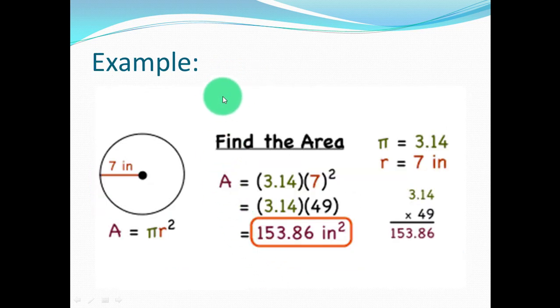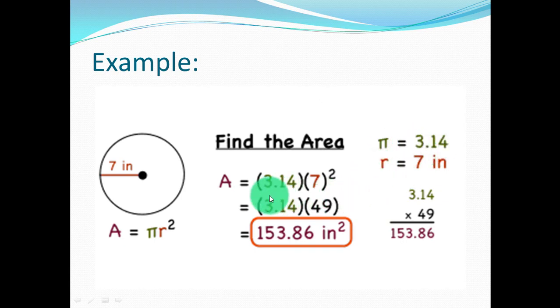And here we have an example. If we have a circle with a radius of 7 inches, how can we find the area? This is the formula to calculate the area of a circle: area is equal to pi r square, where r is equal to 7 inches, and the value of pi is equal to 3.14.